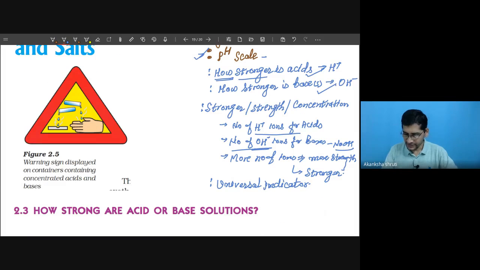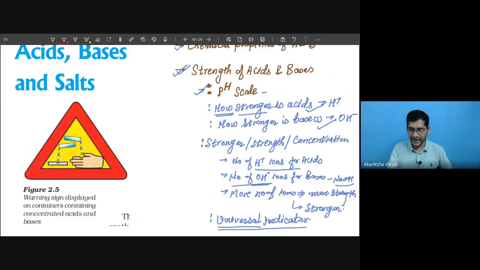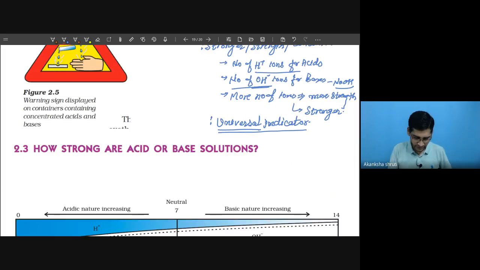So how do we determine whether the chemical is acid or base and how strong it is? For that we use the universal indicator, the single indicator which can give an idea whether the substance is acidic or basic. At the same time, if it is acidic, we also get an idea whether it is a stronger acid or weaker acid. This universal indicator is calibrated or represented over a scale called the pH scale. So this way we are going to start how strong acids and bases are.